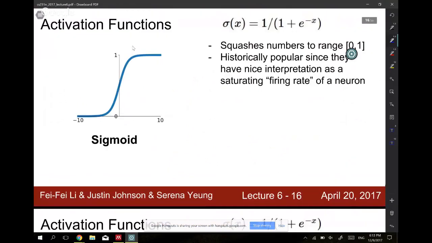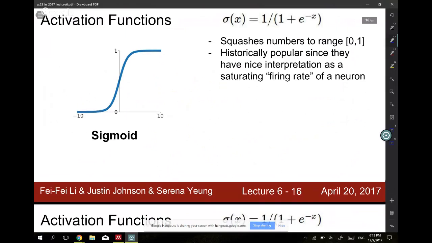So the first activation is sigmoid. This is the sigmoid function. It basically just pushes the input into the range 0 to 1, element-wise. If the input is very positive, for example 10, the output will be near 1. If the input is very negative, the output will be near 0. If the input is near 0, it will be a bit like a linear function. So it can be interpreted as the saturating firing rate of a neuron. Later we will talk about ReLU, which is more biologically plausible.